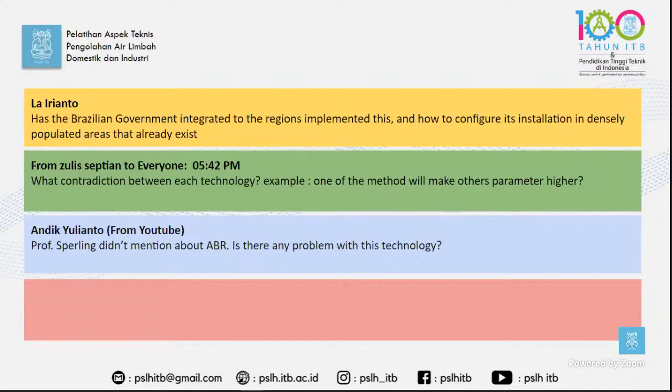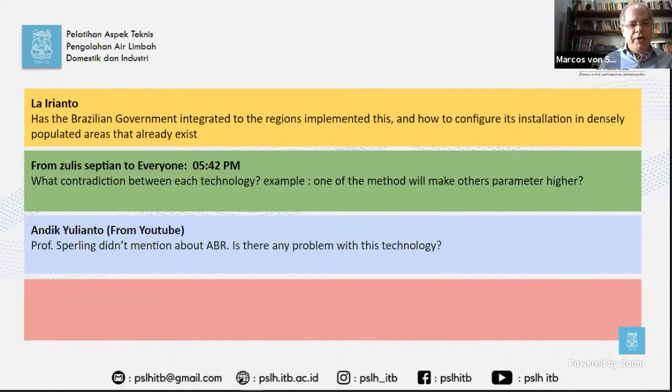Is there any problem with this technology, or what is the reason that you did not say anything about the ABR? Yeah, that's a good point. It's interesting because they are not so popular here in Brazil. I like the concept very much. I think it's a good reactor. It's simple. It's better than the conventional septic tank. And it is simpler than the UASB reactor.